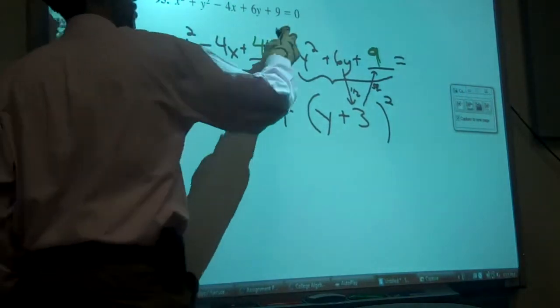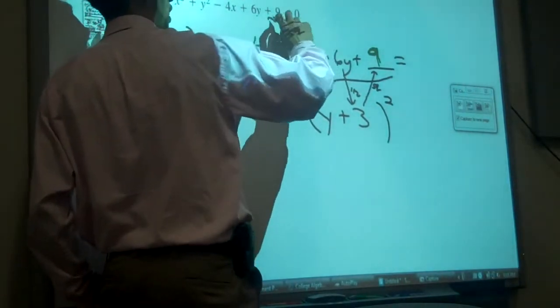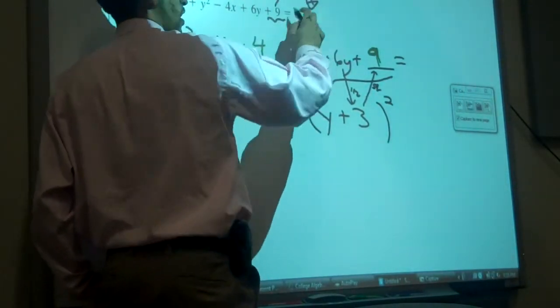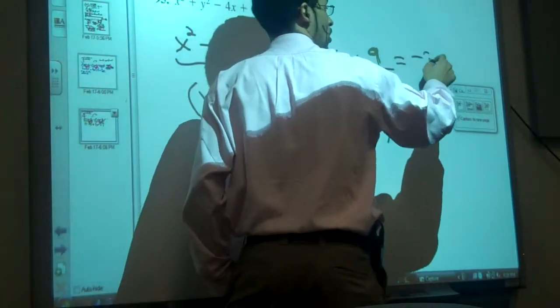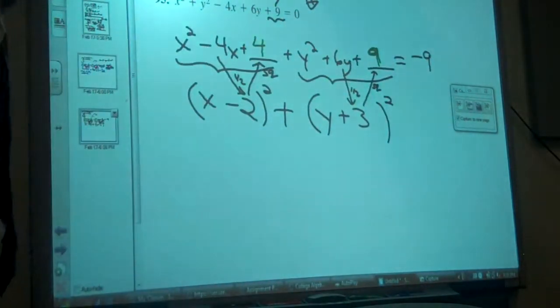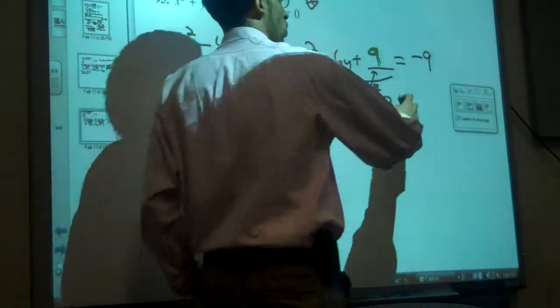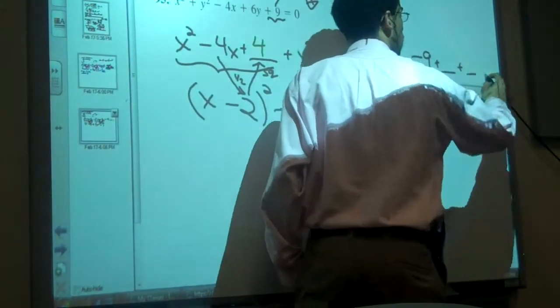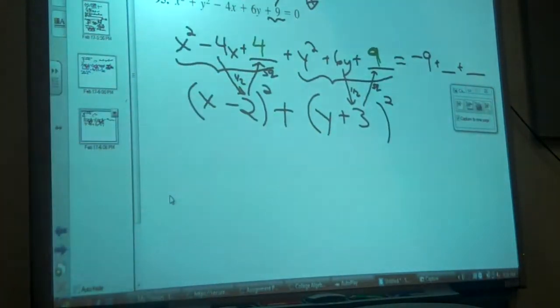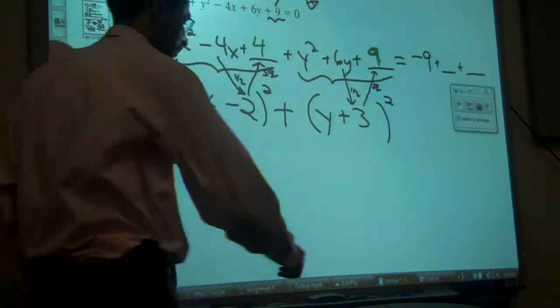And then what you do is, the number that was floating out there without an x or a y on it, put it over to the other side. This time it's going to be a negative because it's positive where it's at. And then those blank spaces also need to be added to the right-hand side as well. A 4 and a 9.